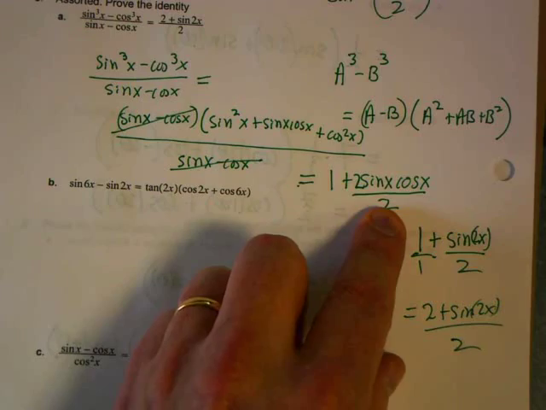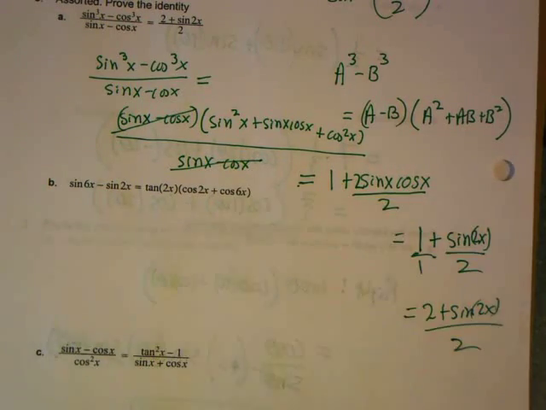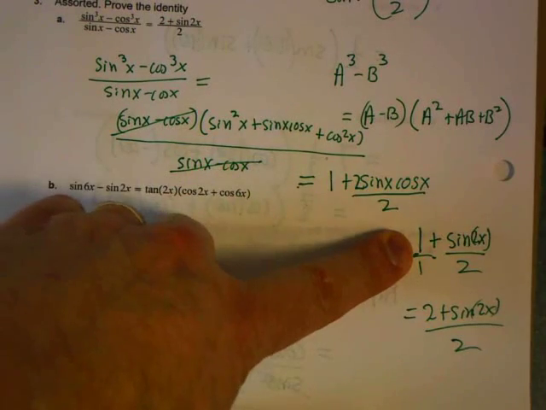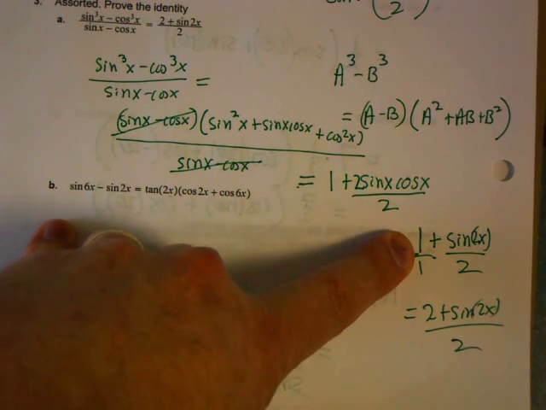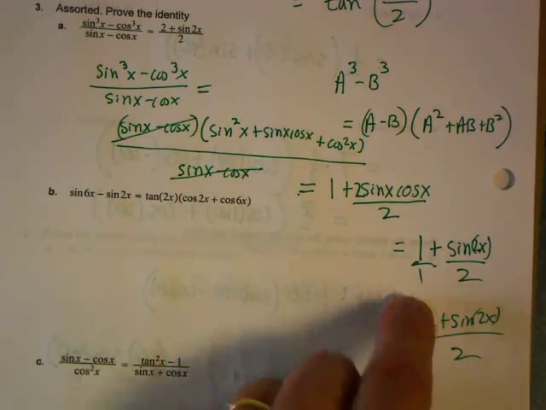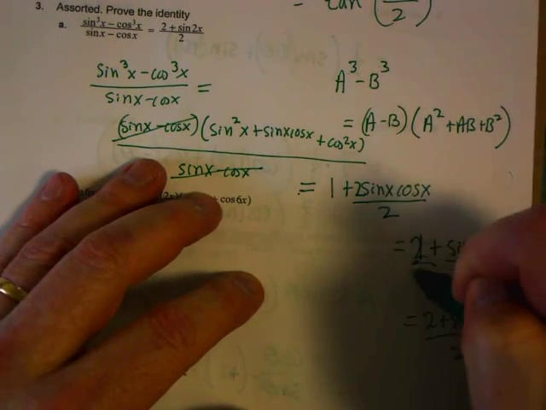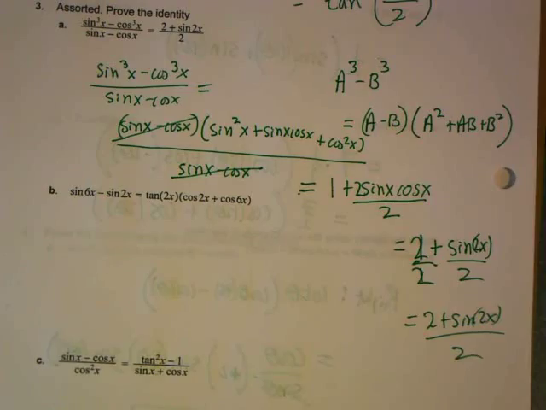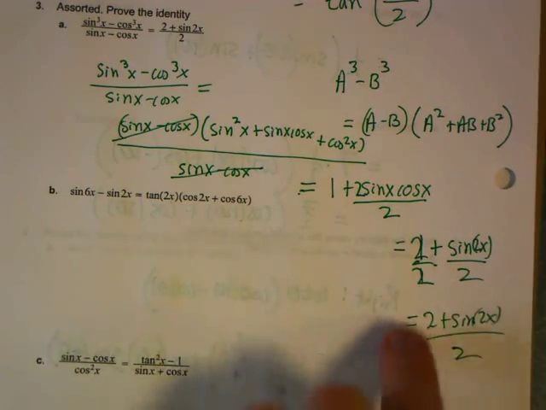Okay. You just throw the 2 in, like for the 1. Yep. So what I did is instead of thinking of this as 1 over 1, I thought of it as 2 over 2. And then I had common denominators. So 1 over 1 is the same as 2 over 2. And then I have common denominators, and I can write it as just one big fraction.